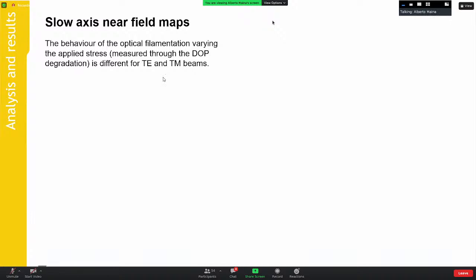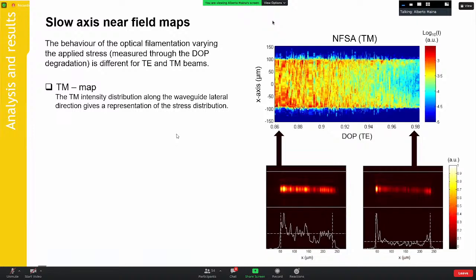As said before, the TE and TM beams are quite different. The near field TM is a map of the stress along the lateral position. In this figure, each vertical slice represents a near field, whose intensity is shown using the color bar. So a map like this is composed of hundreds of devices, and the near field TM is represented as a function of the DOP and the lateral position.